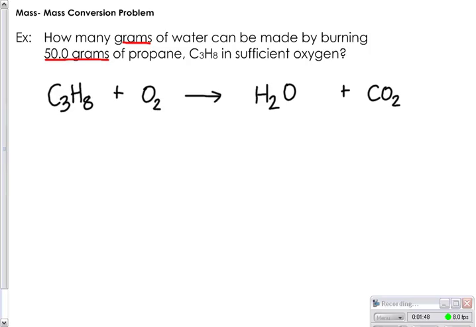Now, we haven't balanced this equation yet. So if you go through and balance it, you'll see that you need a 3 in front of the CO2, a 4 in front of the H2O, and then lastly, a 5 in front of the O2.